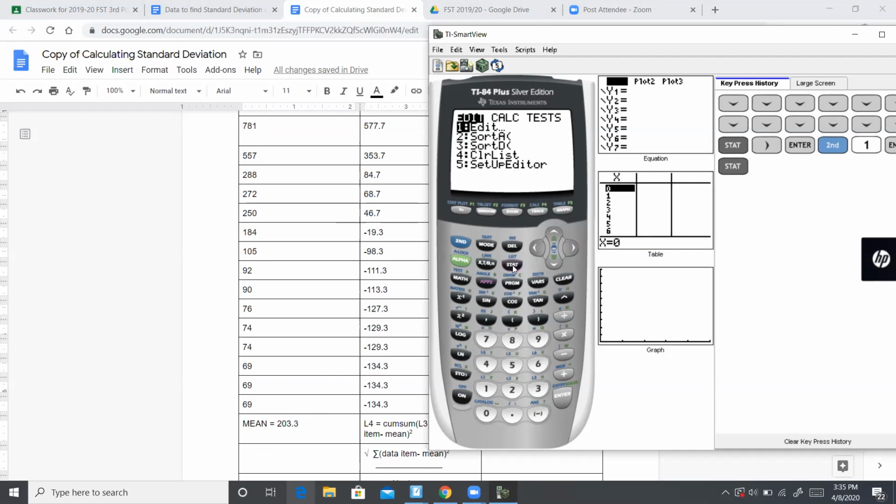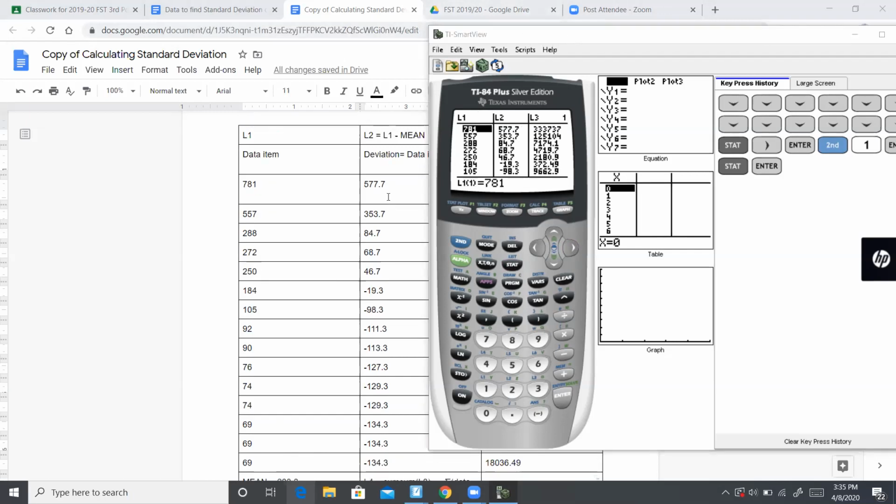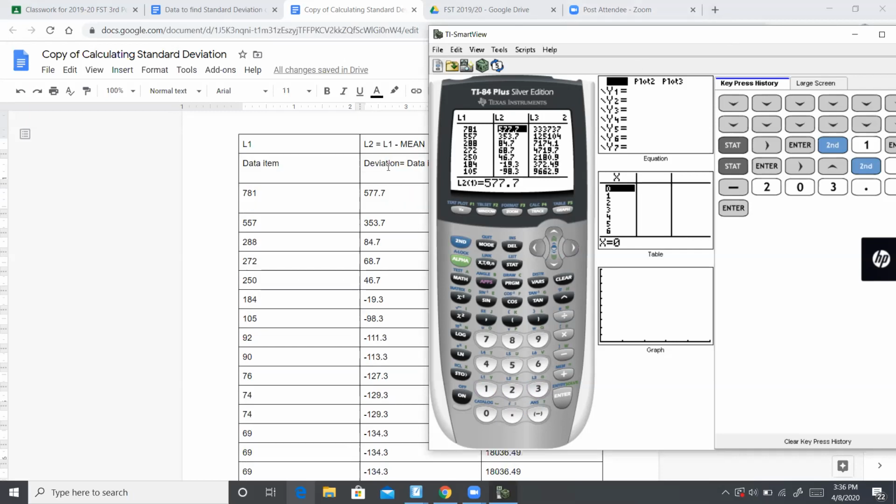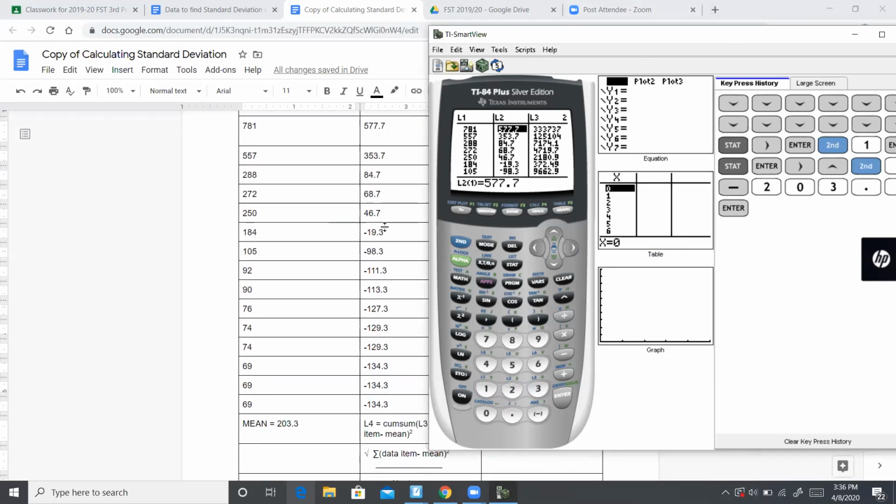Okay, now we're going to go back to Stat, Edit, and then in L2, what we're going to do is L1 minus the mean. So we're going to come over here, highlight it, and it's going to be second one minus the mean, which is 203.3. I hit Enter, and there are my numbers. And if you notice over here, I wrote all the numbers in this column. Okay.